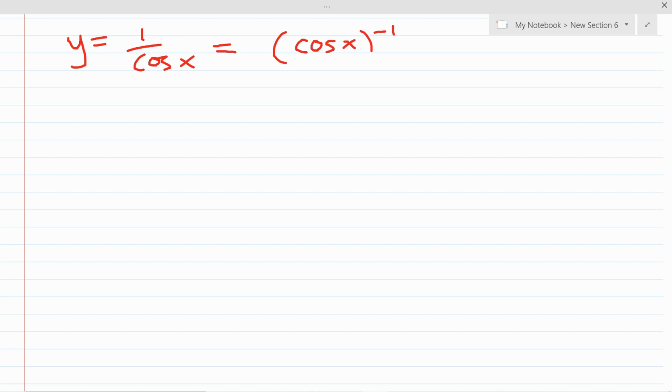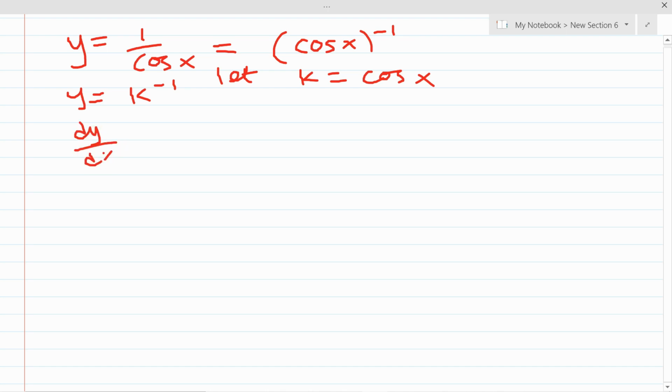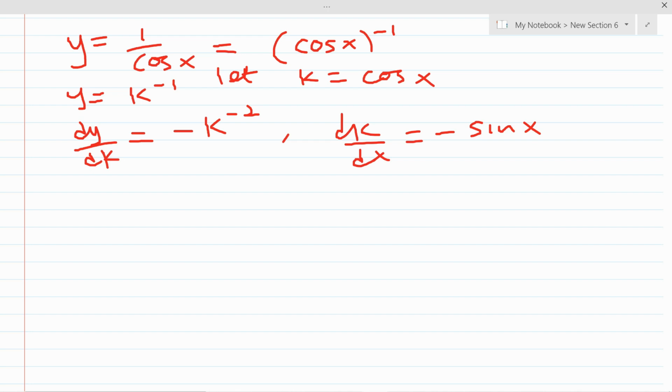So how do we differentiate this? The same thing: you let k be equal to, let's say, cos x. Then it means that y is actually equal to k to the negative 1. So you find dy/dk, and that will give me negative k to the negative 2. I hope you can do this differentiation very fast. Now I have to find dk/dx, which is equal to negative what? Sine of x. I hope you remember this. So with this, I just have to multiply them to get my dy/dx.